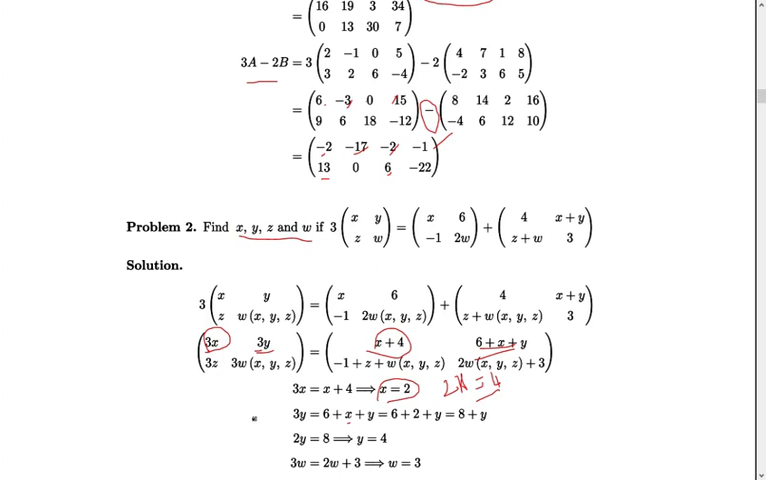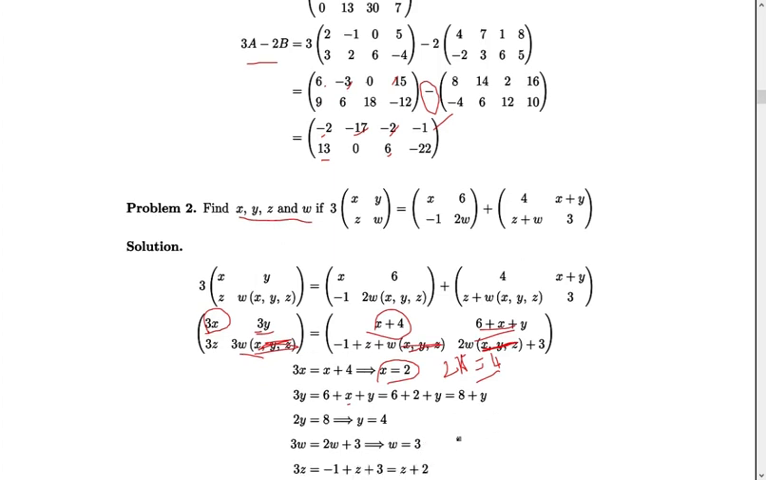Okay, 3w is equal to 2w plus 3. I think it's a small mistake here. Okay, 3w is equal to 2w plus 3. We are solving for w. 3w minus 2w is equal to w. W is equal to 3. Okay, w is equal to 3.